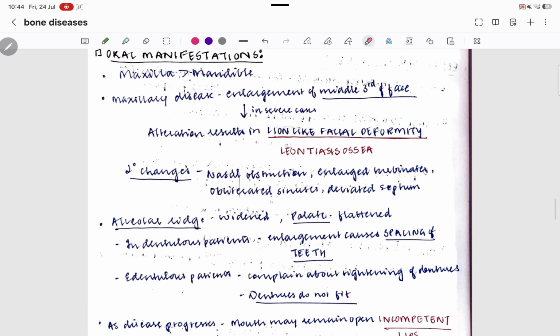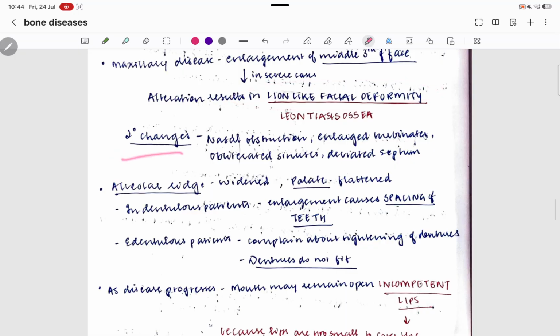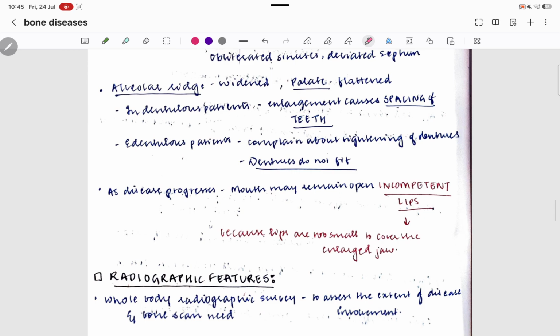It is known as leontiasis ossea. Okay, so basically a lion-like face is seen. Secondary changes are nasal obstruction, enlarged, obliterated sinuses, then deviated septum, alveolar ridge widening, and the palate is flattened.